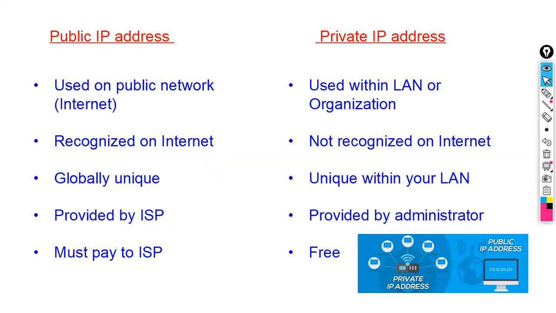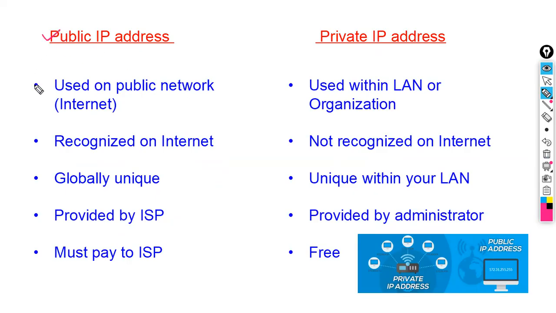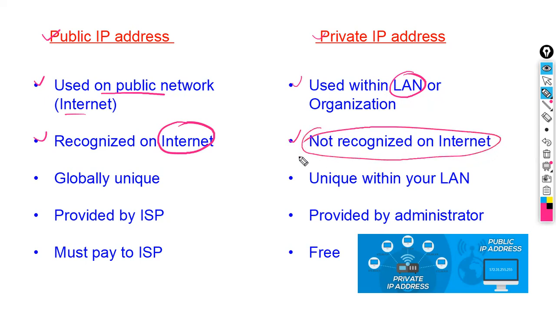Now, guys, we have already seen the difference between public and private IP addresses. Let us summarize them. Public IP addresses are used on the internet. Private IP addresses are used in your LAN. Public IP addresses are recognized on the internet. Private IP addresses are not recognized on the internet. If you try to access the internet directly from a private IP address, your request will be dropped because private IP addresses are not recognized. Public IP addresses are globally unique, like your mobile number, whereas private IP addresses should be unique in your LAN.